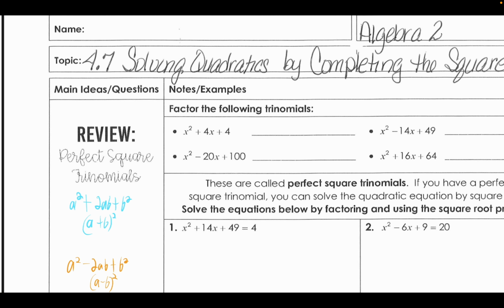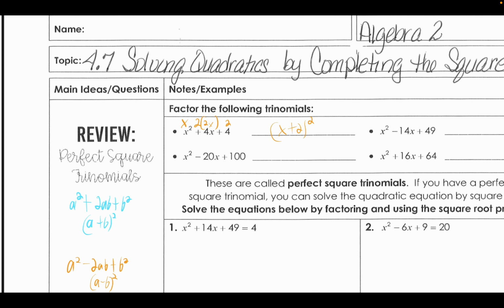On the first one, x is the square root of x squared. x times x is x squared, and 2 times 2 is 4. In the middle, the 2x comes from multiplying a and b together, in this case x and 2, and then doubling it. We would get 4x. So this will factor into x plus 2 quantity squared.